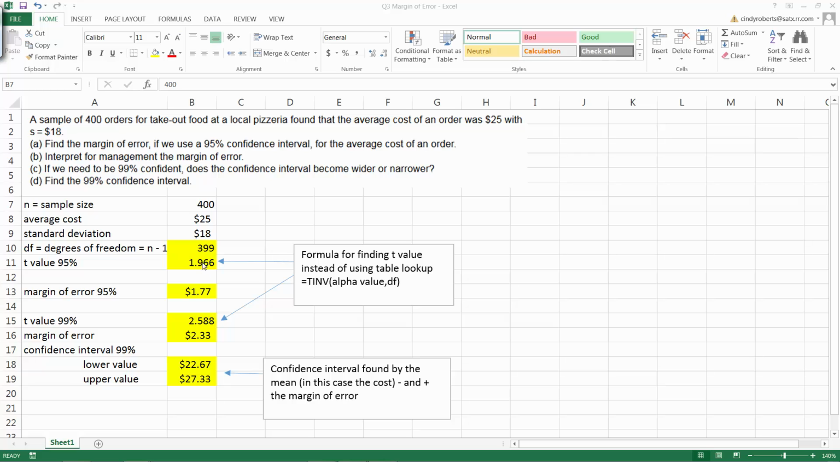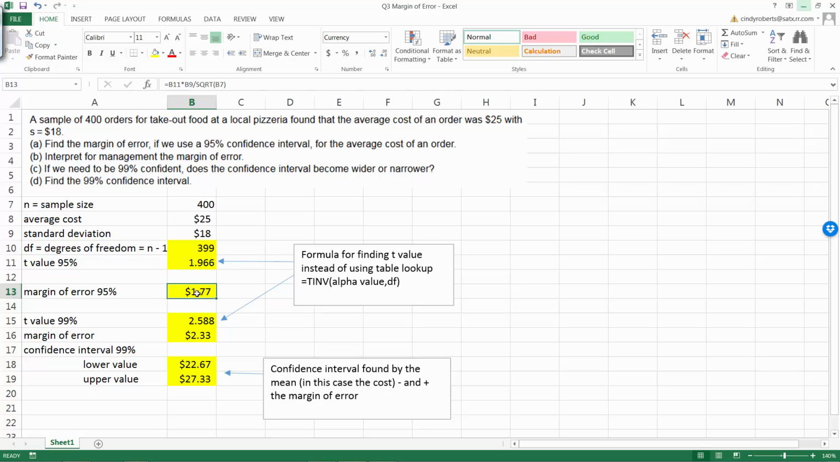So what you can do in Excel, they actually have a built-in formula. You start with an equal sign, you type TINV, so for the t-distribution inverse, because I'm looking at the probability. Well, if I want a 95%, my alpha value is 0.05, and then notice the formula down here tells you what it wants. Then the degrees of freedom, which I just referenced this cell, which is 400 minus 1. And when I do that, I get a t-value of 1.966.